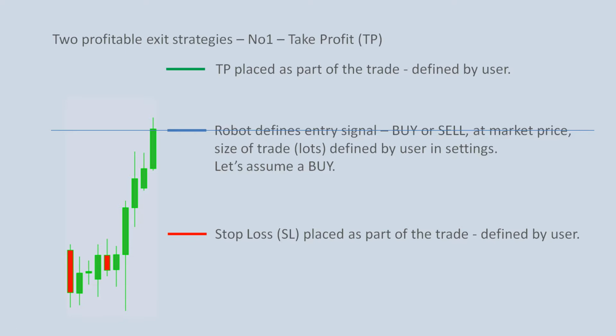So now the trade is set up, we've got the entry price, we've put our money on the table, which is the number of lots. It's a buy or a sell, in this case it's a buy, and we're basically saying if the price goes down to the stop loss, close the trade at a small loss.